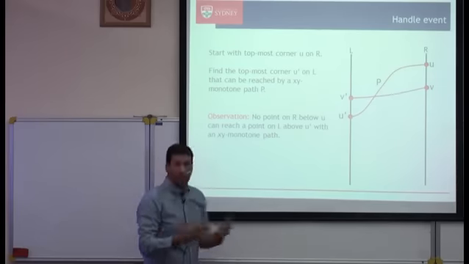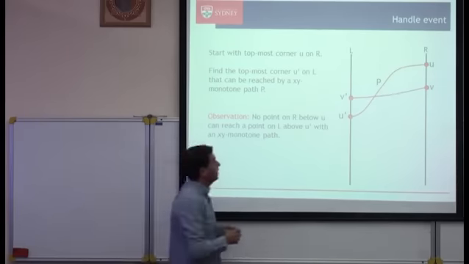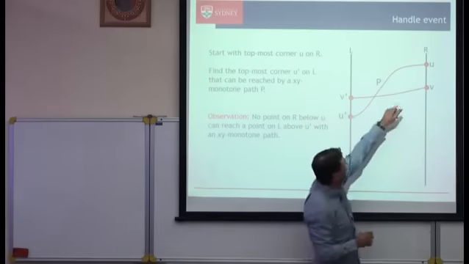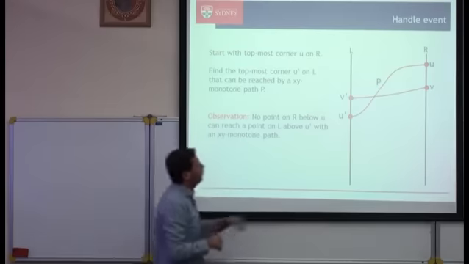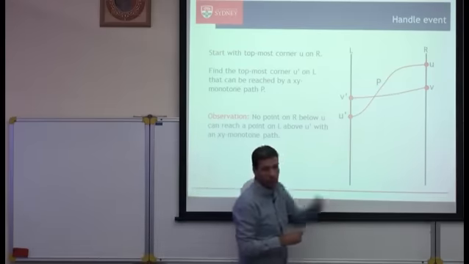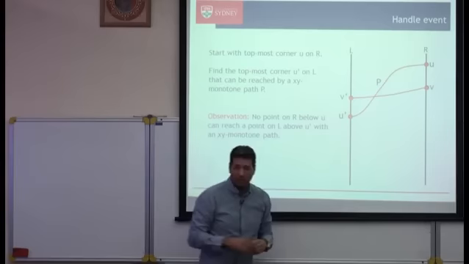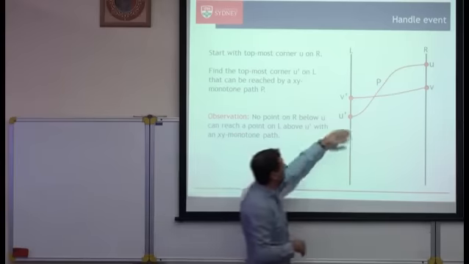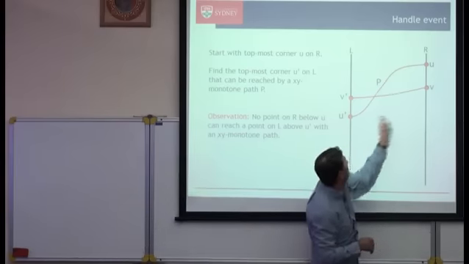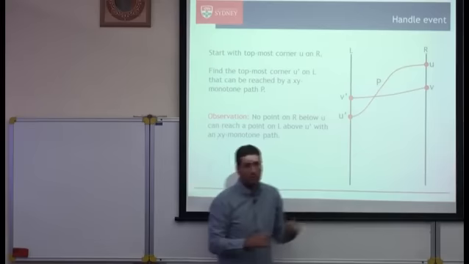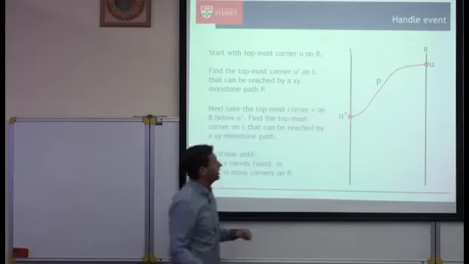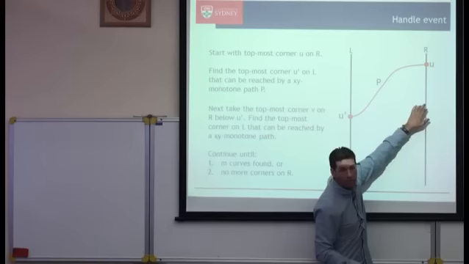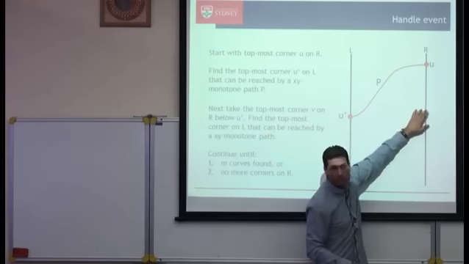So that gives me an algorithm, right? I start with the topmost point. I find the topmost point on L that I can reach with the XY monotone path. And then I jump down to the first point on R that lies below U prime, right? Because I cannot start above it. Why can I not start above it?